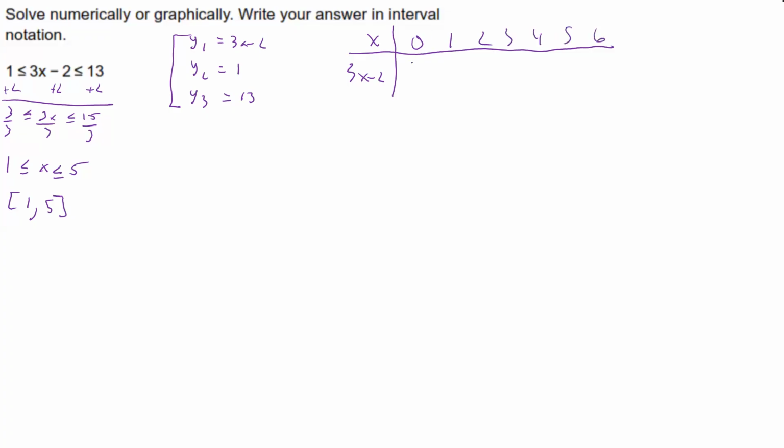Now if we plug this in, we get what? Minus 2, and then we get a 1, 4, 7, 10, 13, and then 16. And where is it 1 and 13? Well, that is here and here. And so it's going to be between those because we know it's going to be between this and this. And so we know we're going to have between what? 1 comma 5. Okay, so that gives us this.